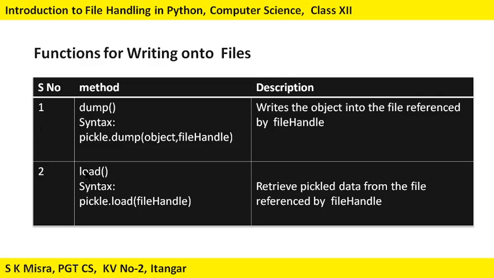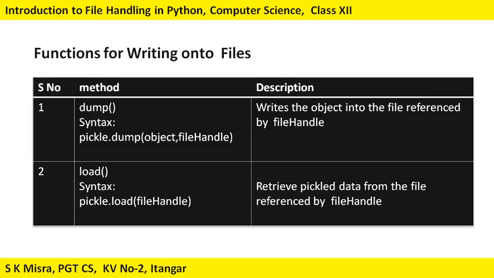Similarly, for reading something, we have a function known as load. The syntax will be pickle.load. It takes only one argument, the file handle or the file object to which the file handle is referring. So it will automatically read one object at a time from the file to which this file handle points. So dump writes the object into the file referenced by this file handle. It writes the data into the binary file, and load retrieves the data from the binary file. So basically we are going to use these two functions.